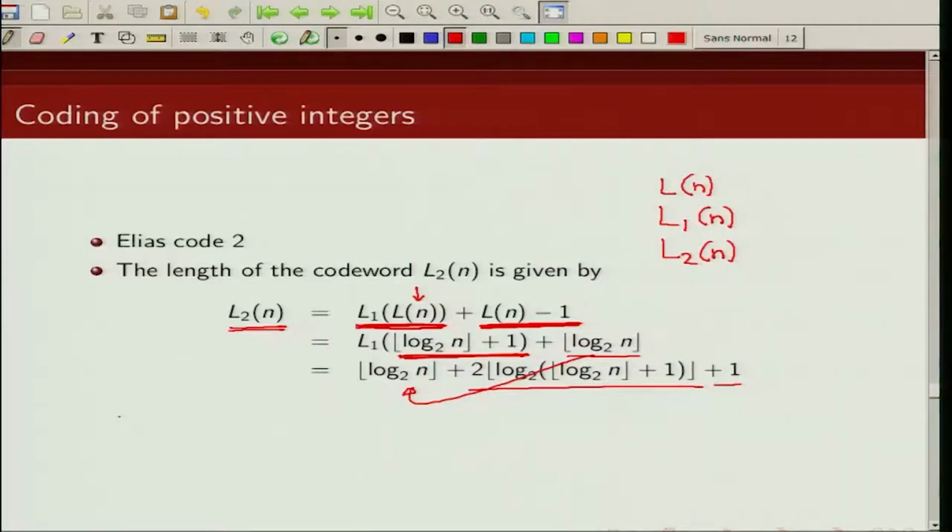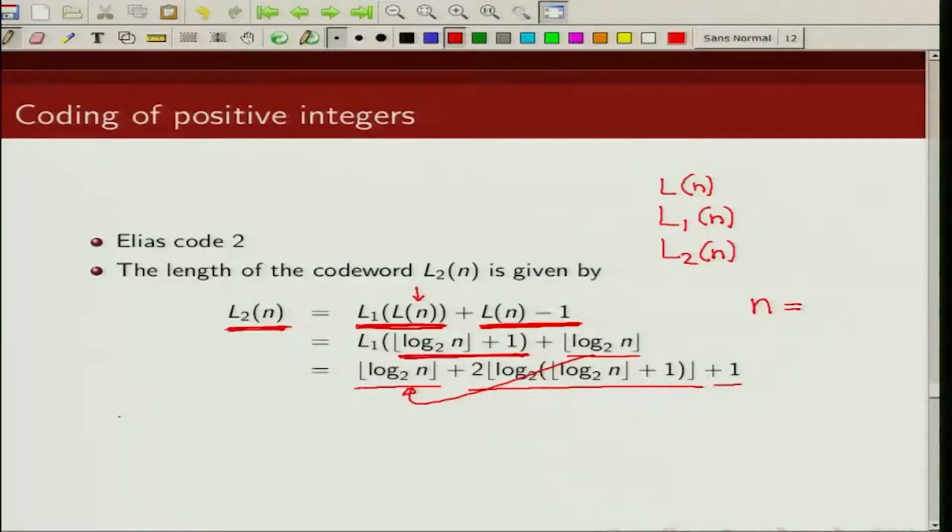So if you compare the length of this code word, Elias code 2 code word is given by floor of log to the base 2 of n plus 2 times log to the base 2 of this term plus 1. Now to appreciate what we gain by going for Elias code 2, let's take an example. Let's take n to be a large quantity, let's just take n to the power 1048. Okay.